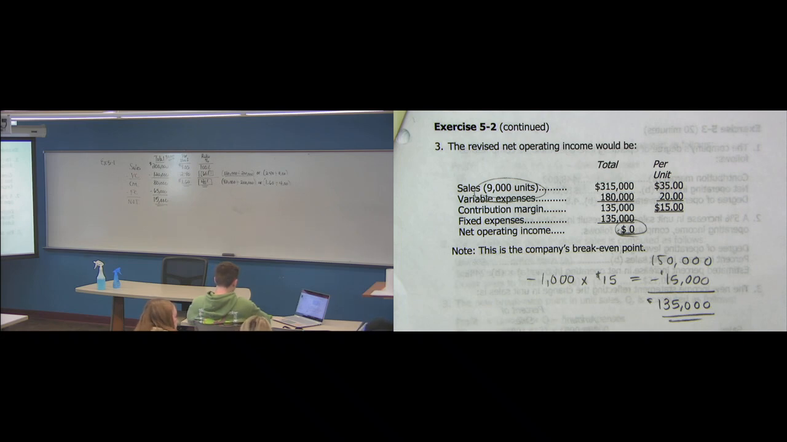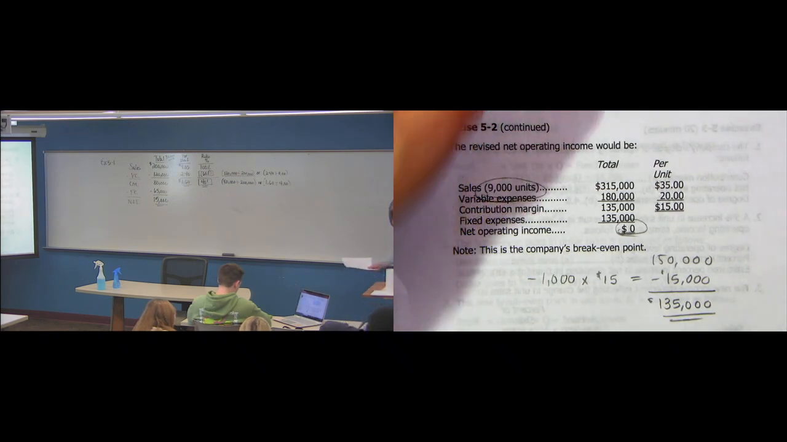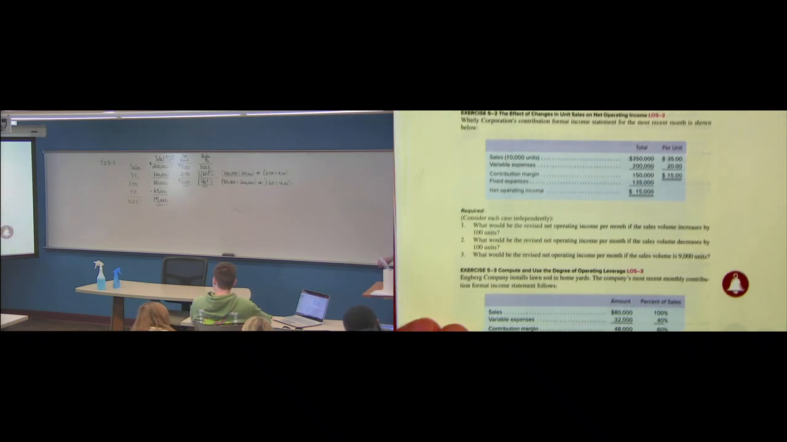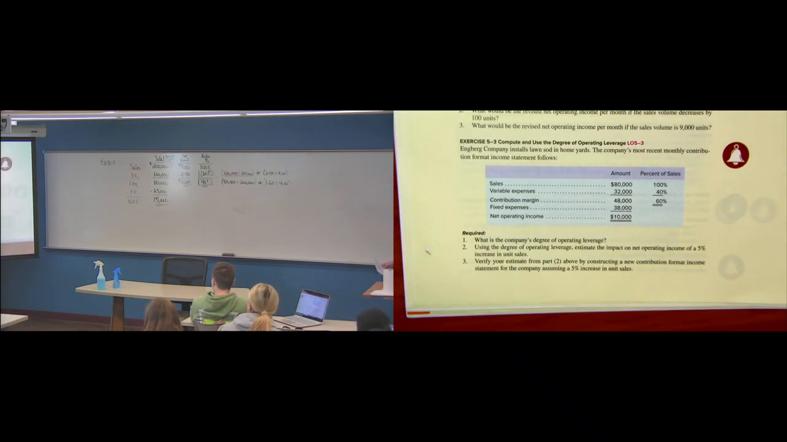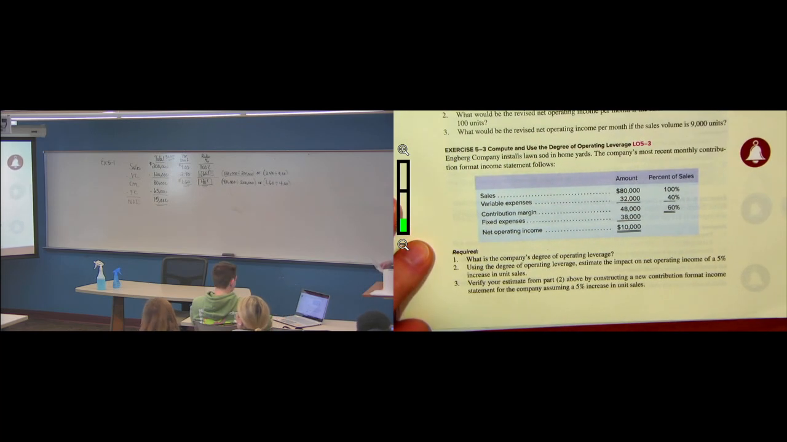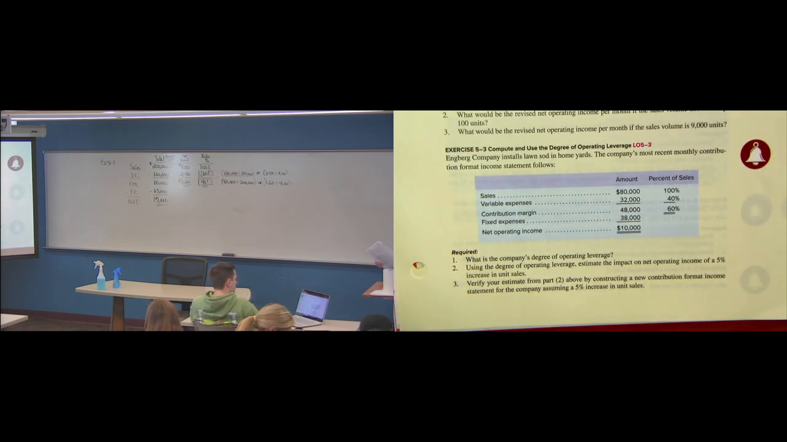Okay, any questions on exercise 5.3? All right, I'm sorry, that was 5.2, not 5.3. We're gonna do 5.3 right now. And 5.3 is at the bottom of the page. There we go. Engbird Company installs lawn sod in home yards. The company's most recent monthly contribution format income statement follows.